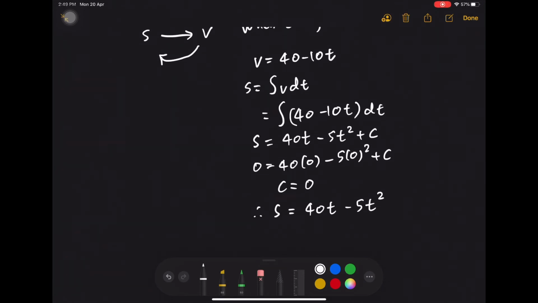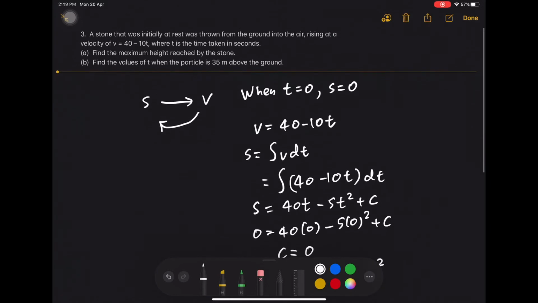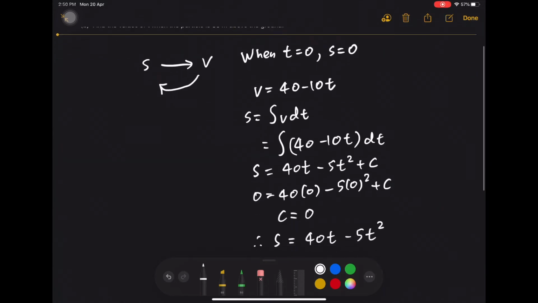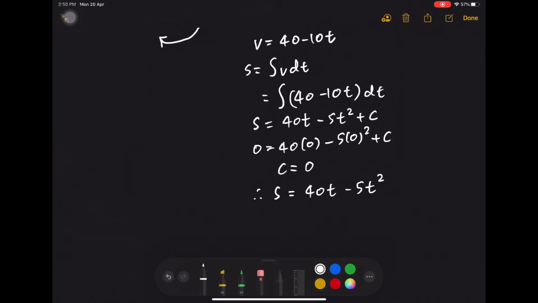When the stone is at the peak of its height, we know that it's going to stop for a moment. That means that at maximum height, the velocity is 0. So we're going to take that into account. We're going to get my velocity equal to 0, and at this point it's going to give me my maximum height, but we cannot substitute v equals 0 inside my displacement equation because we do not have v inside that. But we can do something to that.